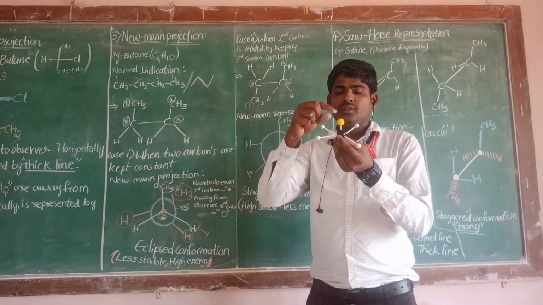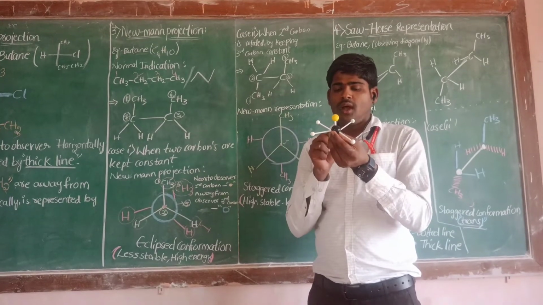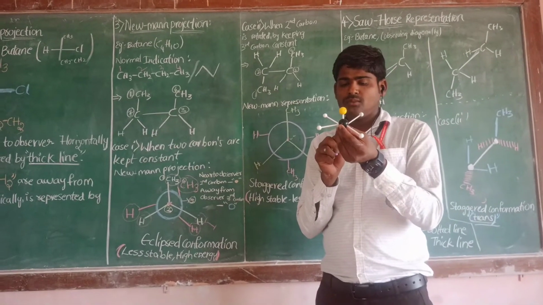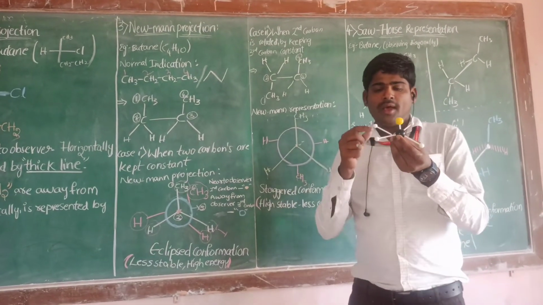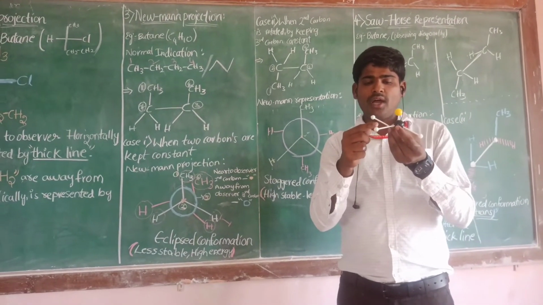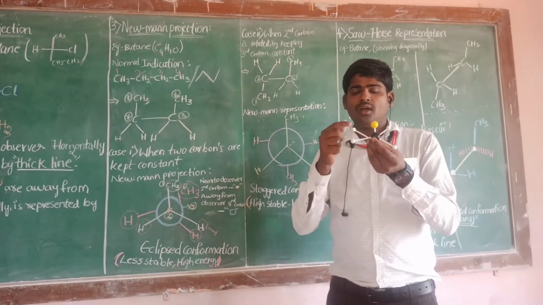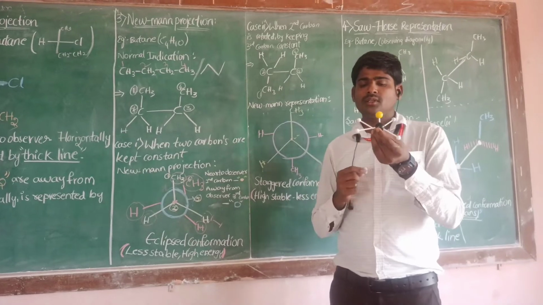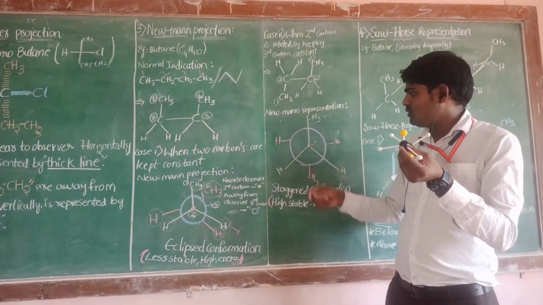In the first structure, the first methyl group is in the above position, and the methyl group attached to the third carbon is in the below position. So these two are opposite. The second carbon hydrogens and the third carbon hydrogens are far away from each other.